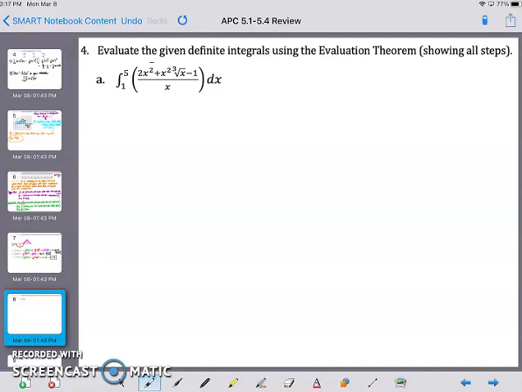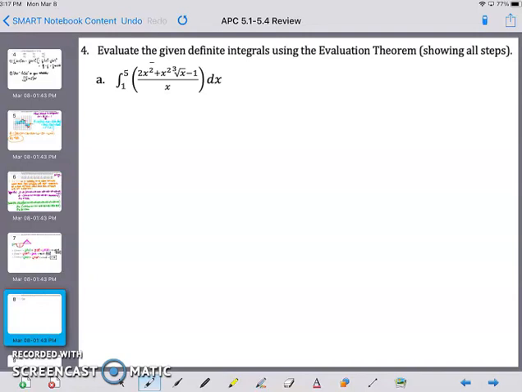This is the AP Calculus 5.1 through 5.4 review, problem number 4, part A. It says evaluate the given definite integrals using the evaluation theorem, showing all steps. So for letter A, first of all, it looks like we have a function that is a quotient, right?